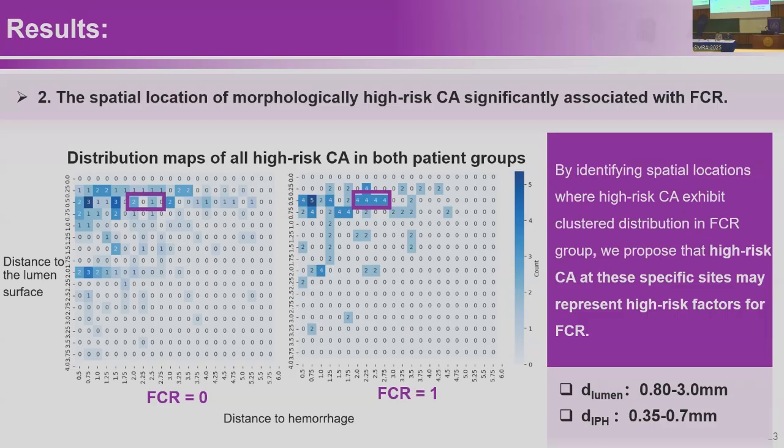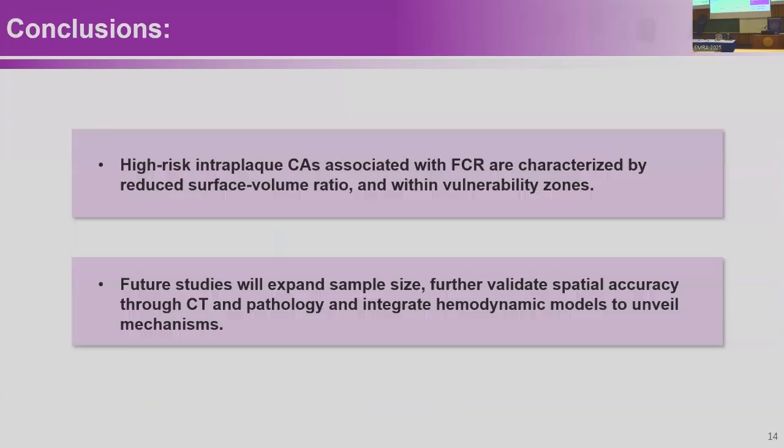In the FCR group, the high-risk calcification exhibits a clustered distribution here. So we propose that the high-risk calcification at this specific site may represent high-risk factors for FCR.